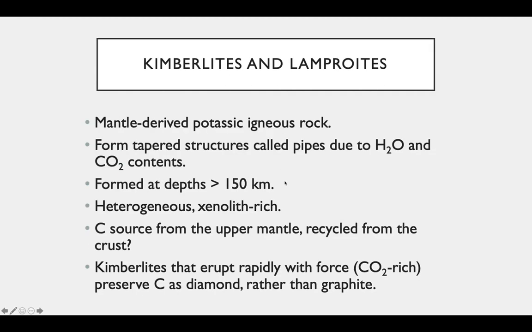Okay, the next one, and something that can be associated, at least in Africa, with these big cratons, what we call kimberlites and lamproites. So these are mantle-derived potassic igneous rocks. And the advantage is they're coming from great depths, greater than 150 kilometers, and they form in very narrow pipes that taper at the surface due to their high volatile content. So high water, high CO2. So kimberlites actually produce hugely explosive eruptions.